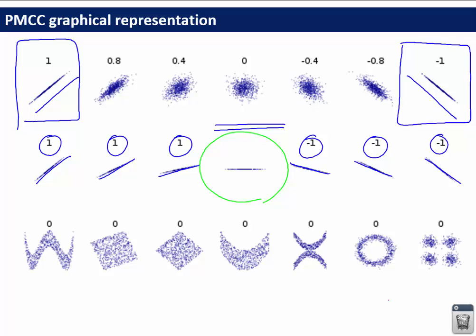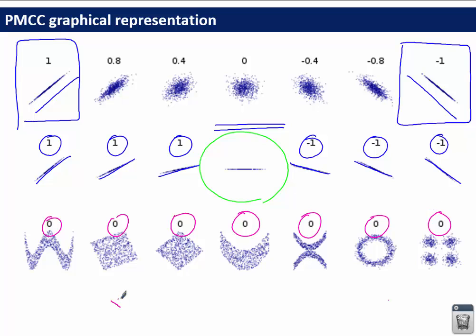Okay, now looking at these final graphics, we can see the correlation for all of these is 0. Reason being, they do have a pattern within them. However, the key is the PMCC only picks up linear relationships. The relationships exist, but they're not linear, hence PMCC is giving an accurate reading of 0.